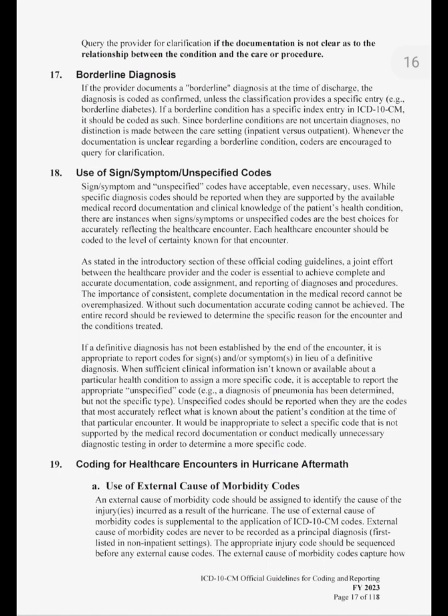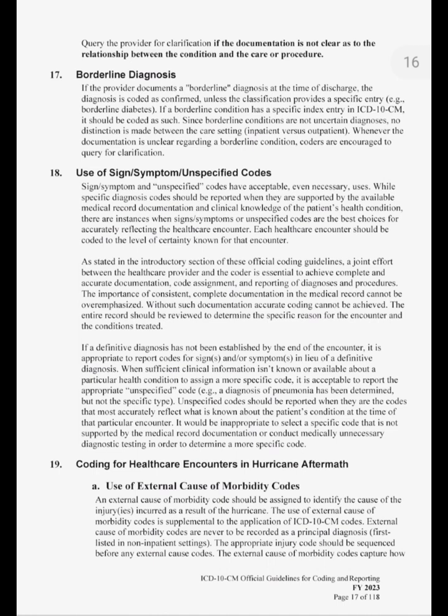When sufficient clinical information isn't known or available about a particular health condition to assign a more specific code, it is acceptable to report the appropriate unspecified code, e.g., a diagnosis of pneumonia has been determined, but not the specific type. Unspecified codes should be reported when they are the codes that most accurately reflect what is known about the patient's condition at the time of that particular encounter. It would be inappropriate to select a specific code that is not supported by the medical record documentation or conduct medically unnecessary diagnostic testing in order to determine a more specific code.